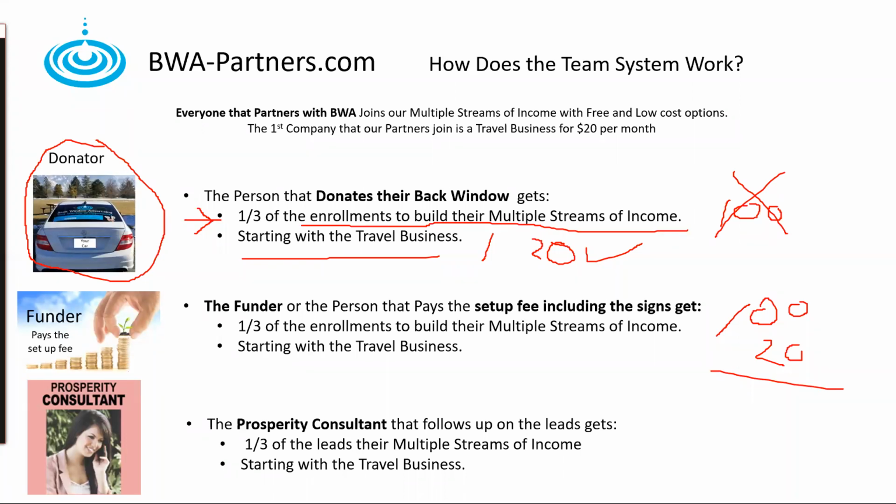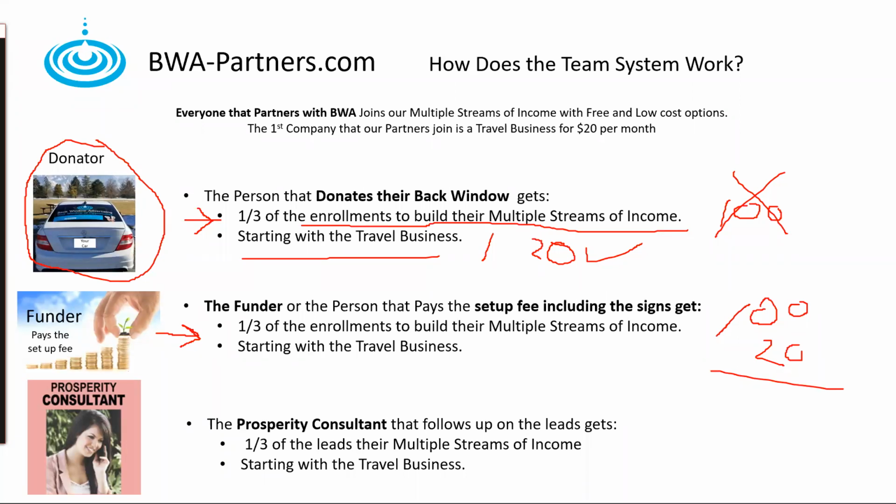So we have people in the network that say, yeah, I want to make the big money, but I don't have any money to get started. So we'll pair them with you. You pay their $100 for their setup, and now for a period of time, at least 60 days, all the leads coming off the window, 1/3 of all those leads will go to build your business.